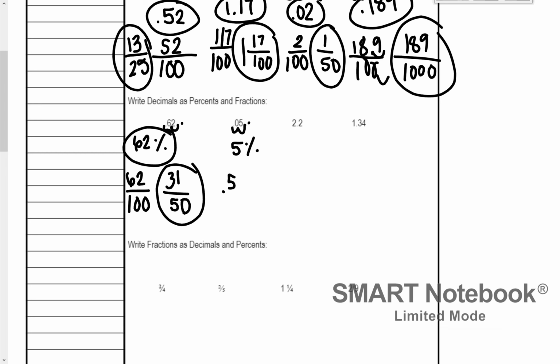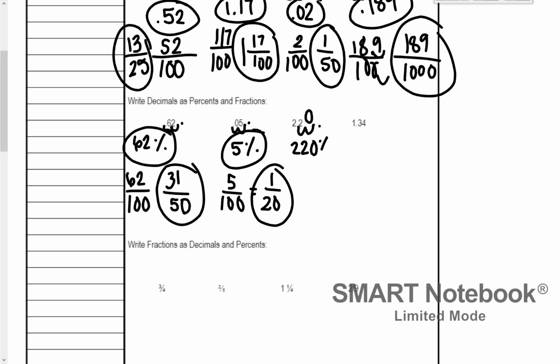Again, same thing with 0.05, move it over twice, add a percent sign. Make 5 over 100, both of those can be divisible by 5. That becomes 1/20th. 2.2, we still move it 2 to the right. Add in that 0 placeholder, this becomes 220%. We put 220 over 100. 100 goes into 220 two whole times. We're left with 20 over 100. 20 over 100 can be reduced, divide them both by 20, to get 2 1/5.